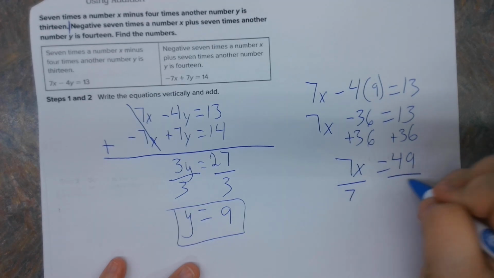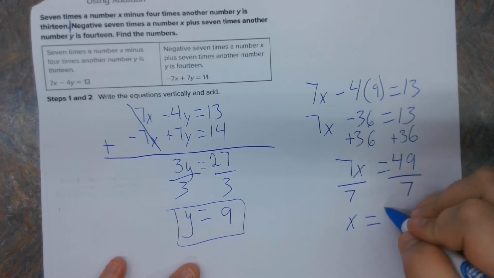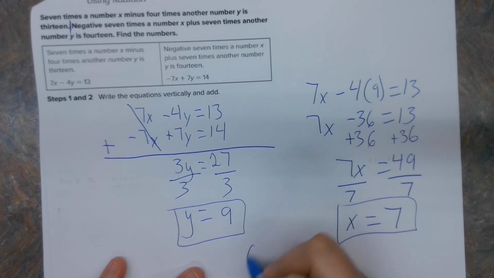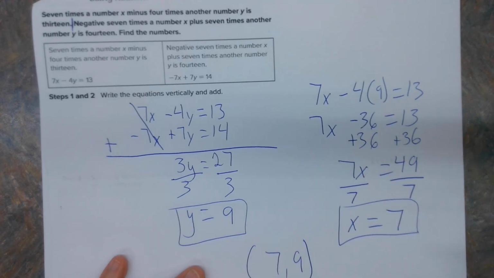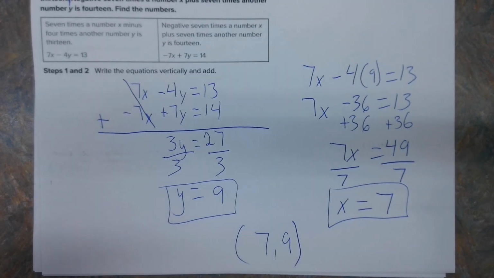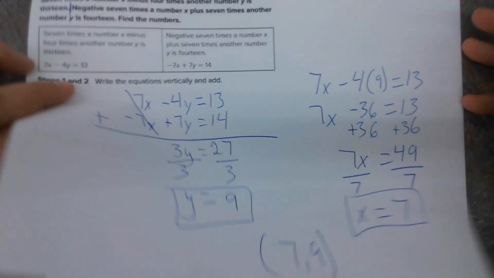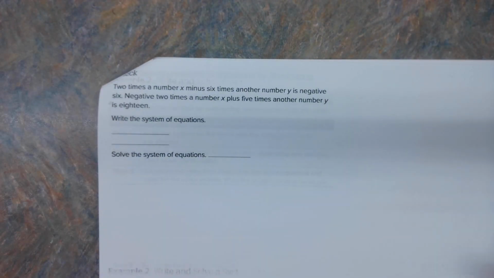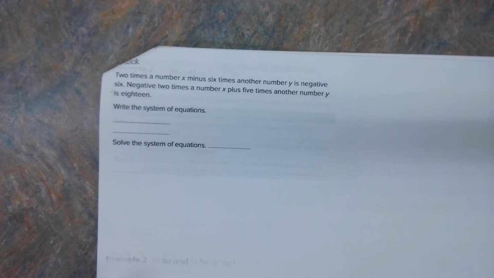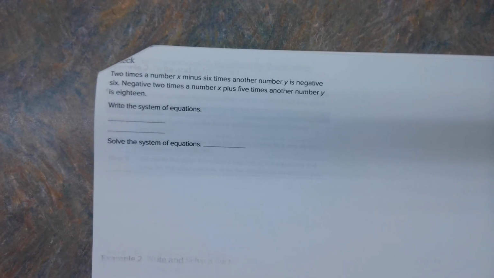Divide by 7. X equals 7. Write it as an ordered pair. Go. That was example 2. Don't you know it? You got to check for example 2. So go ahead and try that check. Pause the video. Come back when you're ready.